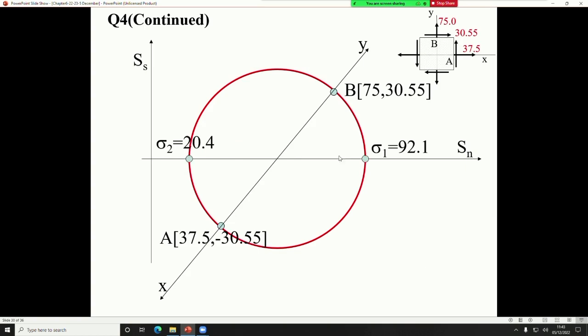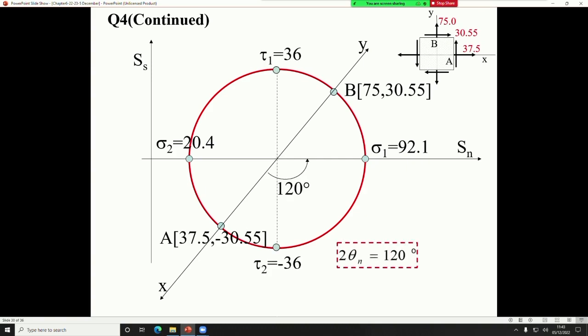The maximum and minimum shear stresses, this is the maximum shear stress coordinate we could have on the circle. Now here, this is the x-axis, and it rotates for 120, so 2 theta is 120 degrees. So here, on Mohr's diagram, we have 120. On the physical element, it should rotate for 60 degrees.